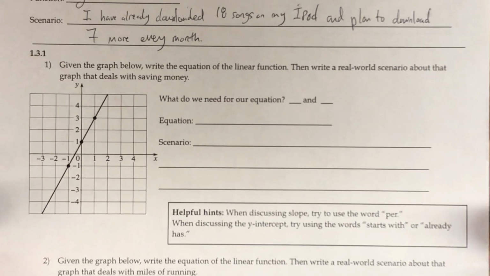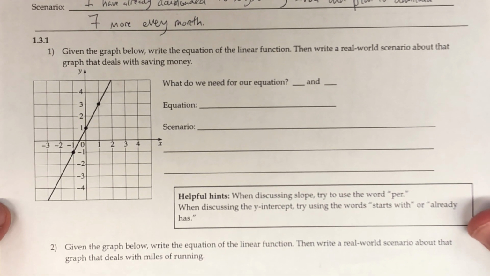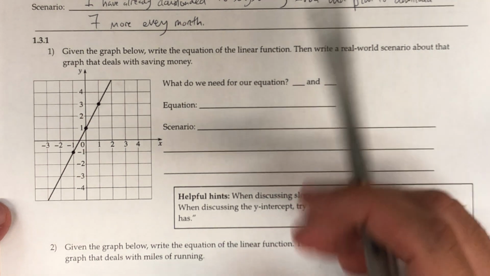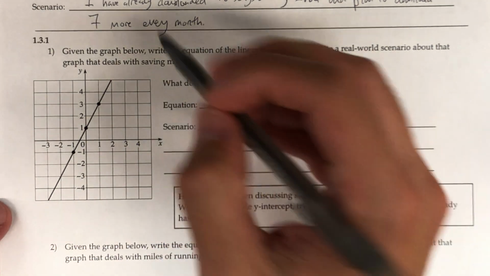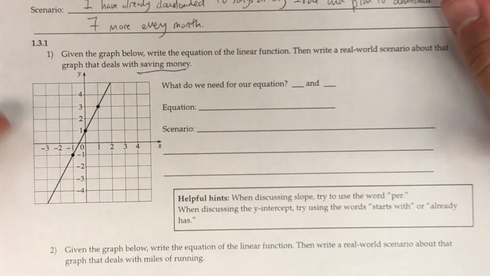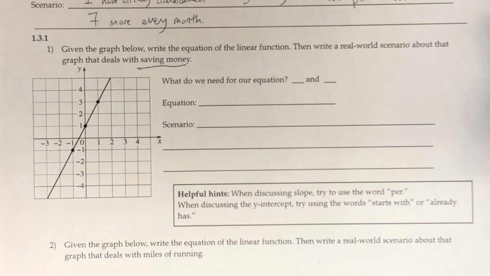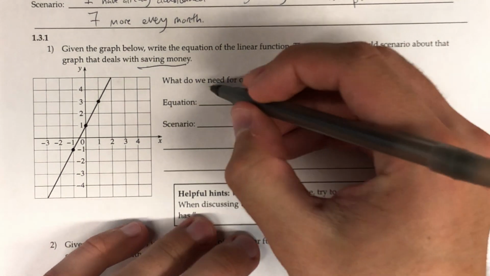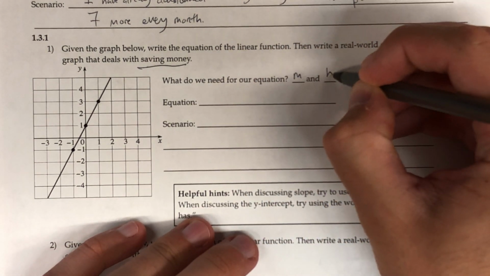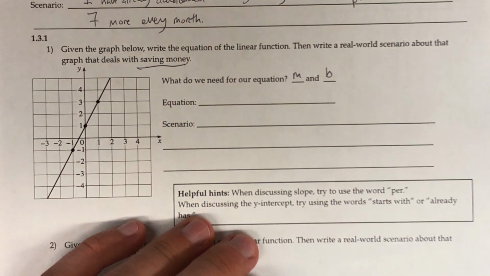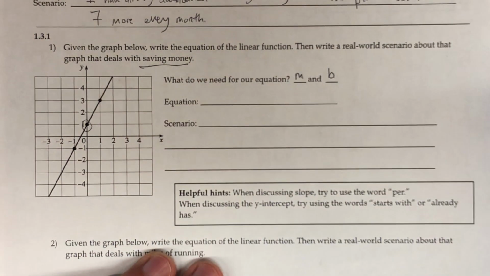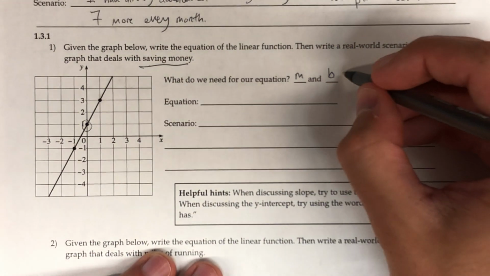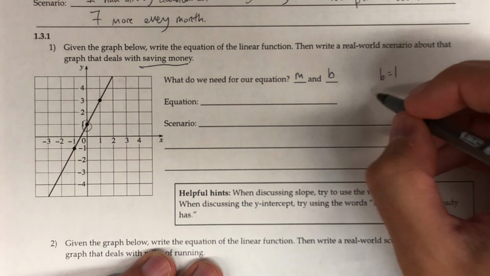Okay. Let's look at some more functions. Here, it says, given the graph below, write the equation of a linear function, then write a real-world scenario about that graph that deals with saving money. Up above, we're just told what the slope and y-intercept is, so we could write our linear function. Here we have to figure out what the slope and y-intercept is. To write our equation, we still need that m and b. We just have to determine what it is from this graph. So remember your b value, that's your y-intercept. That's where it crosses the y-axis. So our b value here is going to be 1.